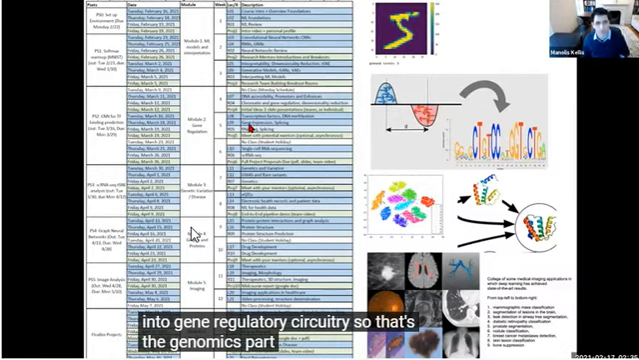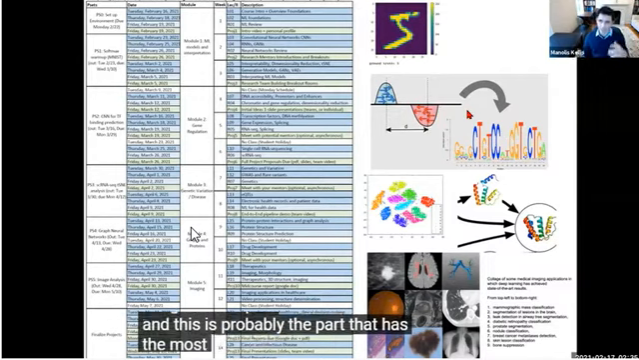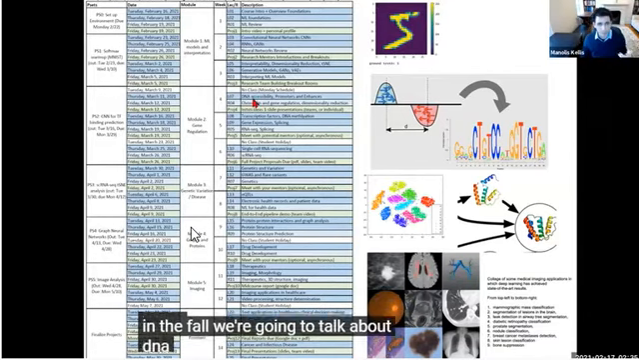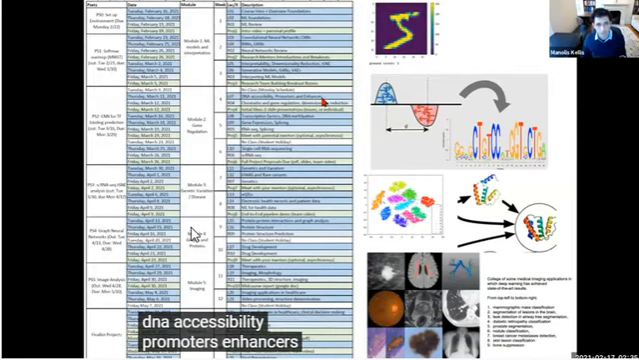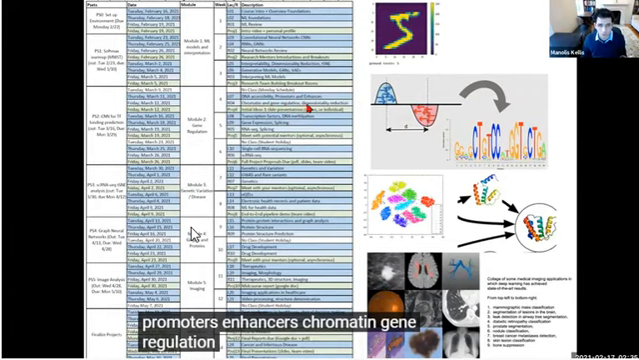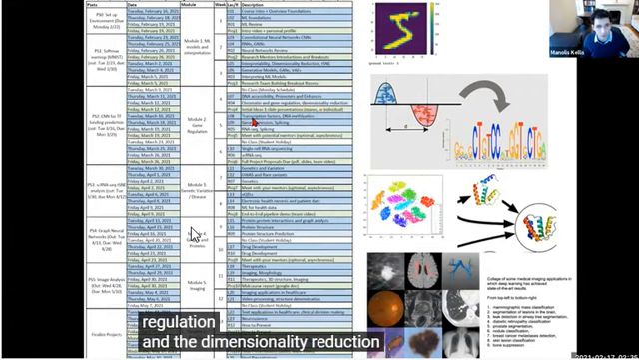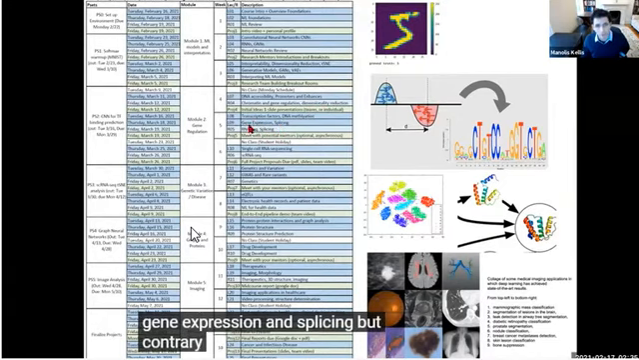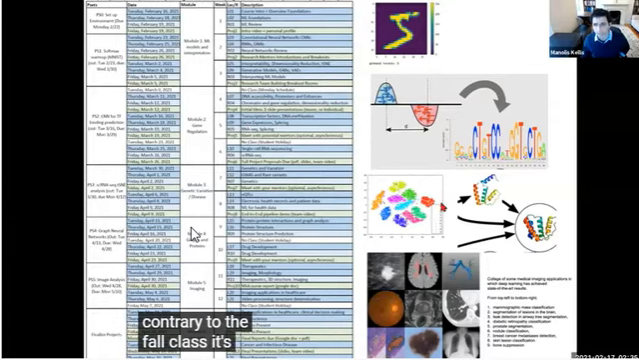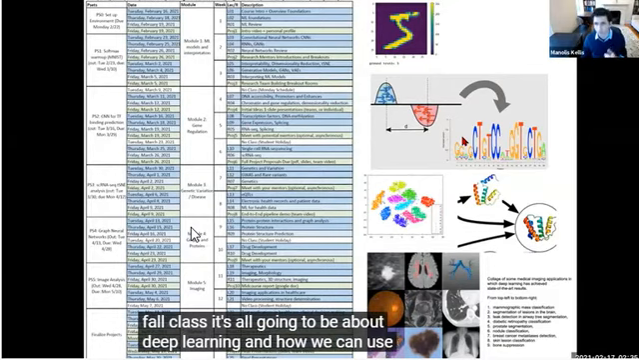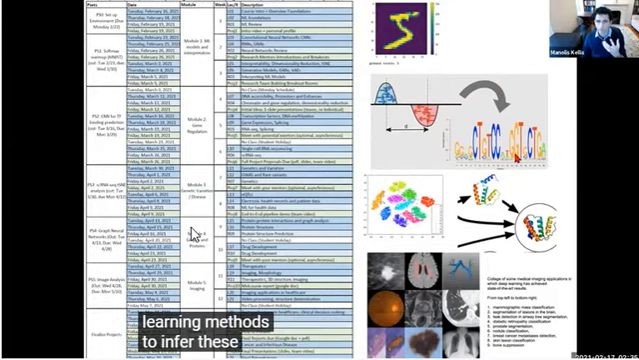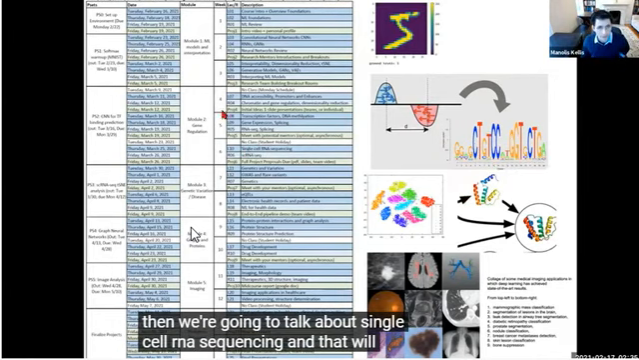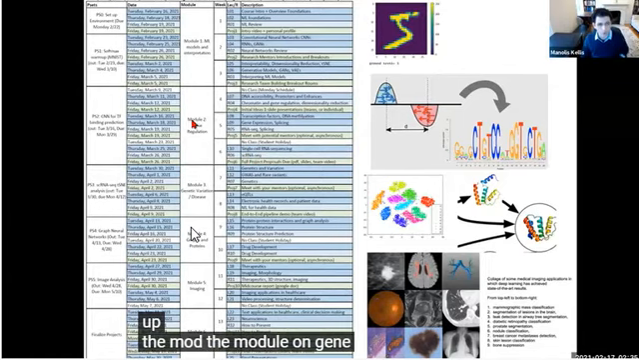Then in the second module, we're going to dive into gene regulatory circuitry. So that's the genomics part. And this is probably the part that has the most overlap with the course that I teach in the fall. We're going to talk about DNA accessibility, promoters, enhancers, chromatin, gene regulation, transcription factors, DNA methylation, gene expression, and splicing. But contrary to the fall class, it's all going to be about deep learning and how we can use deep learning methods to infer these structures directly from the genome. Then we're going to talk about single cell RNA sequencing, and that will wrap up the module on gene regulation.